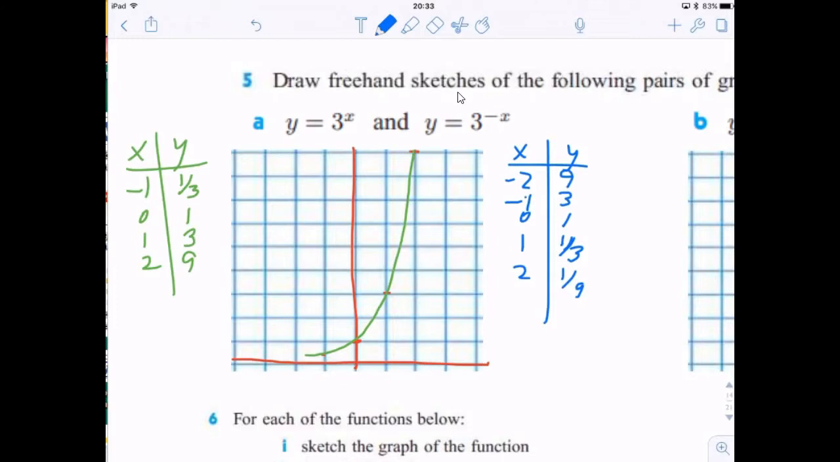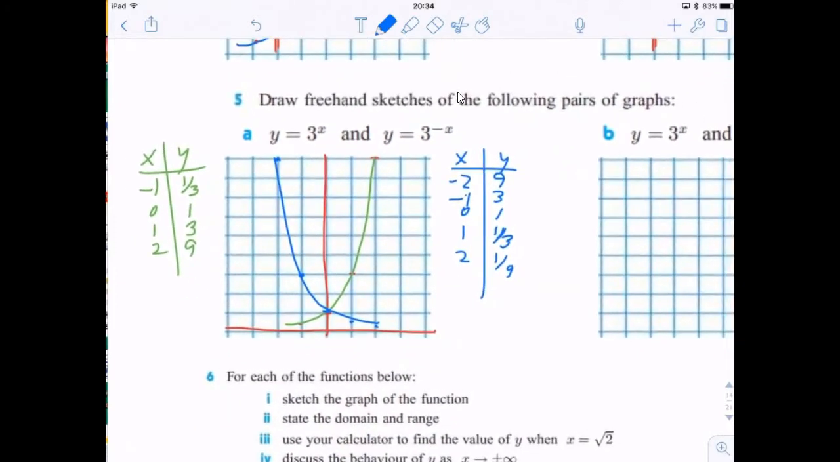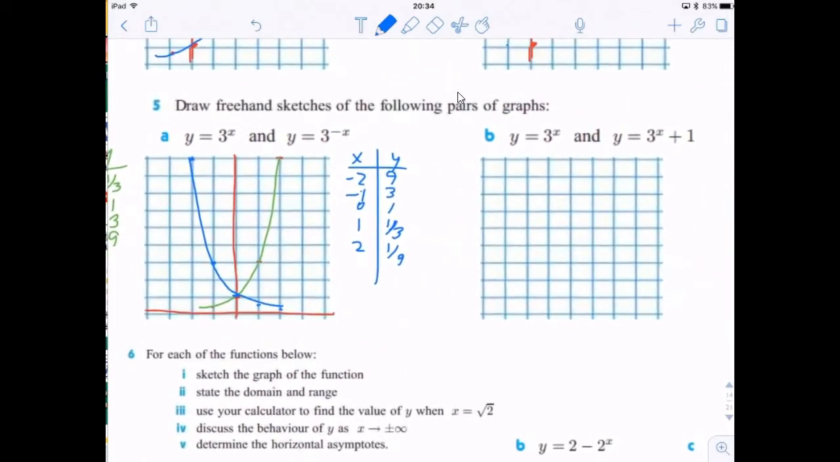So it's going to be -2, 9, -1, 3, 0, 1, 1, 1/3, and 2, 1/9, which is very small. Okay, so I'm going to put a curve through that. And you can see that I've just reflected it about the y-axis, right? Okay.